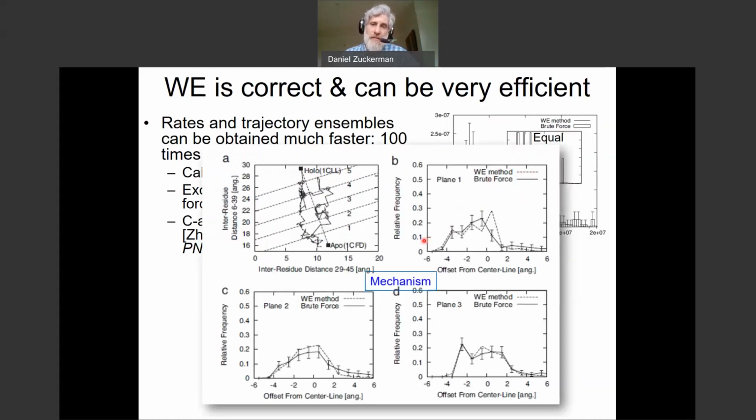We also can validate the approach by examining mechanism. In this case, we've just examined a plane representing a couple of distances between particular alpha carbons in that coarse grain model. And we can map every trajectory into this plane or project it into this plane. And then we can calculate distributions that occur as these trajectories cross these different planes that you see represented here. And you see the agreement is right on between weighted ensemble and regular simulation. So that's just confirmation that it's an unbiased method.